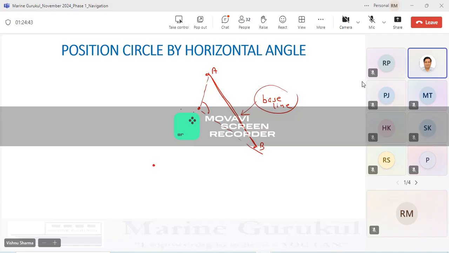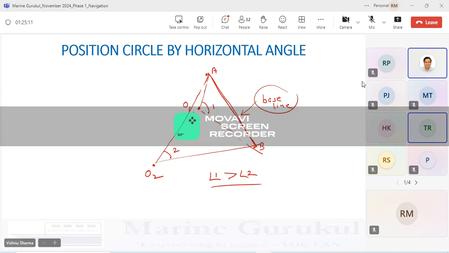If the observer is away from the baseline, like O2, the angle subtended will be this one. And you can see here that angle 1 is greater than angle 2. That means the horizontal angle subtended by the 2 points at the observer will depend on the observer's distance from the baseline. Do you agree with me? Yes or no? Yes, sir. This angle will depend on the distance from the baseline.